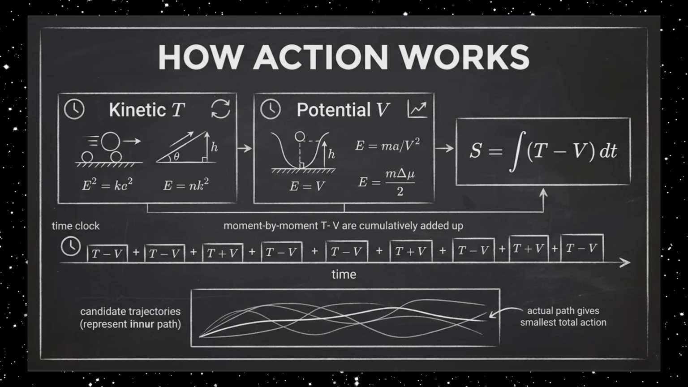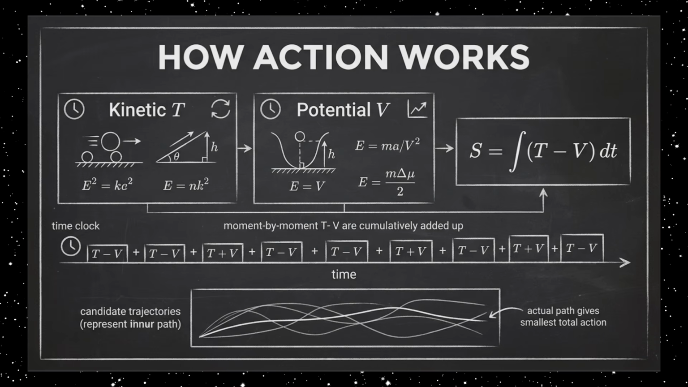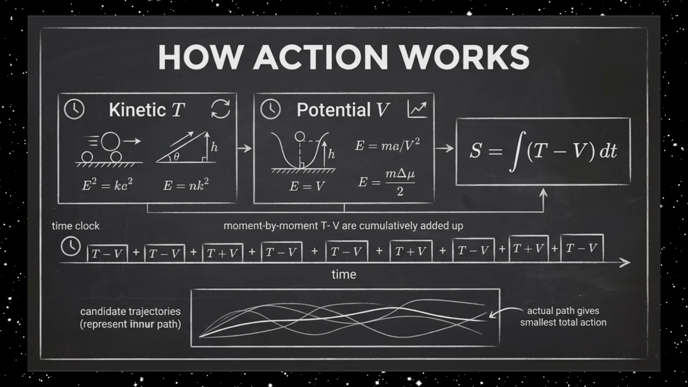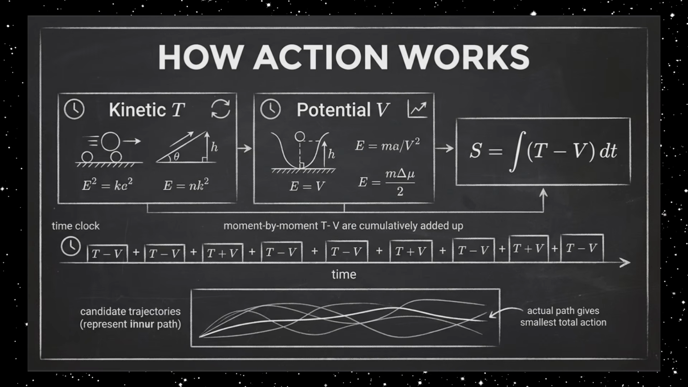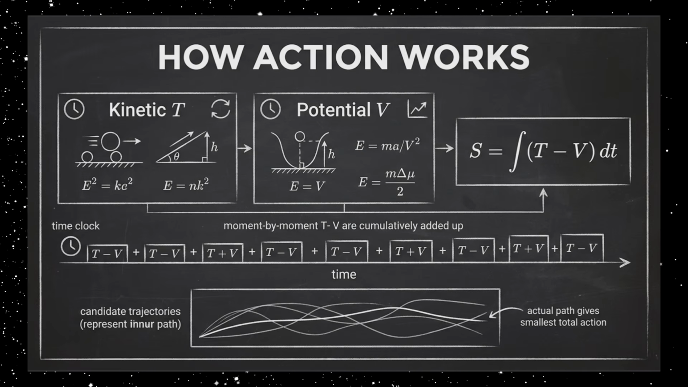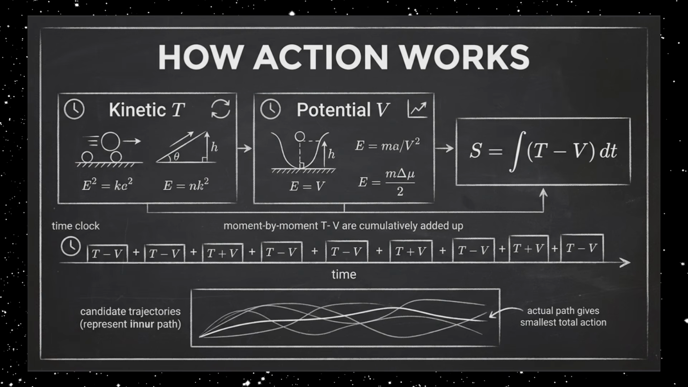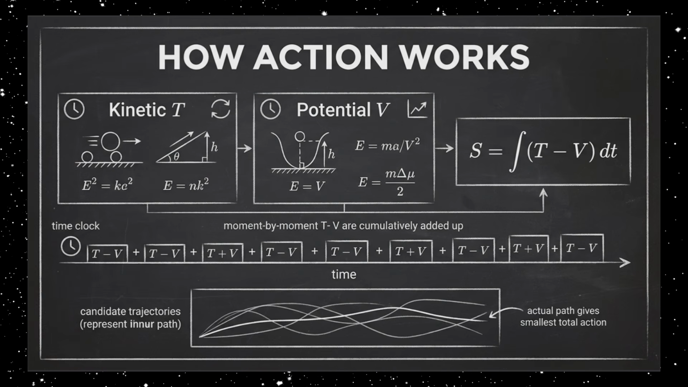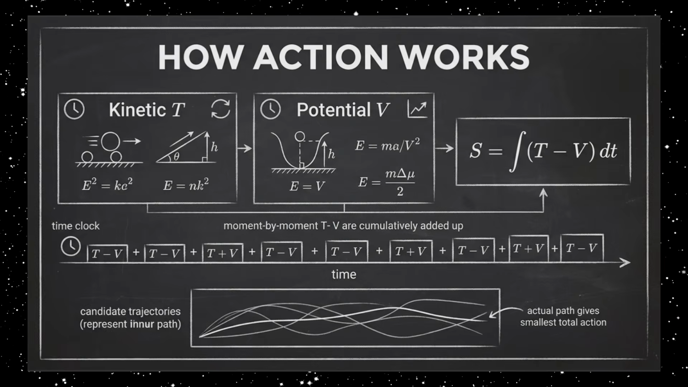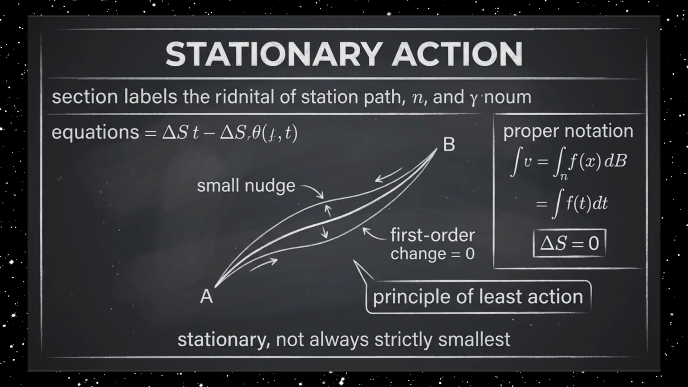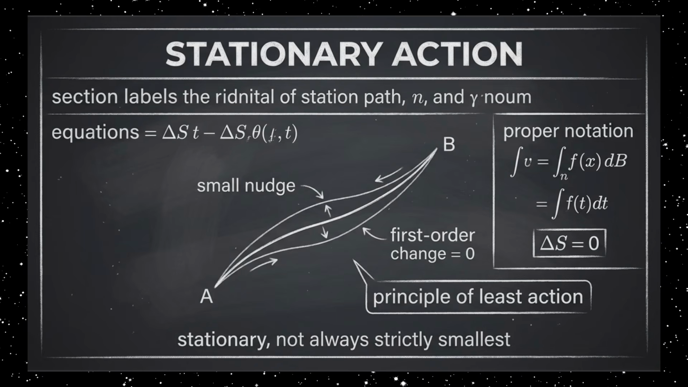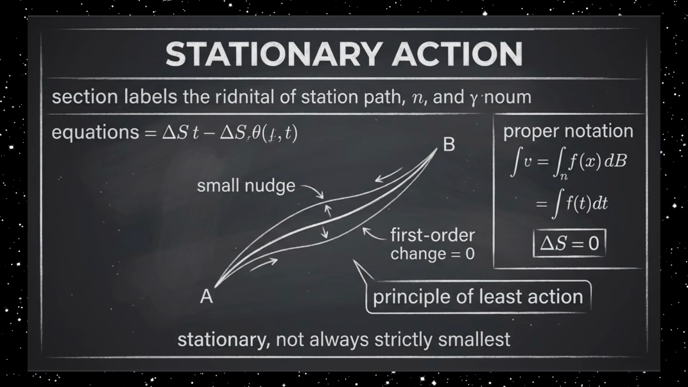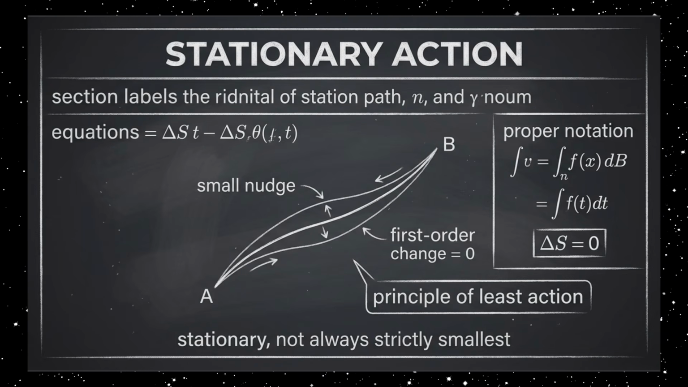The action is calculated by taking the difference between the kinetic energy and the potential energy at each moment in time, and then adding up, integrating, that difference over the entire duration of the motion. The actual path the ball follows is the one where this total action is smallest. Or, more precisely, the one where the action is stationary, meaning if you nudge the path slightly, the action doesn't change to first order. This is called the principle of least action.